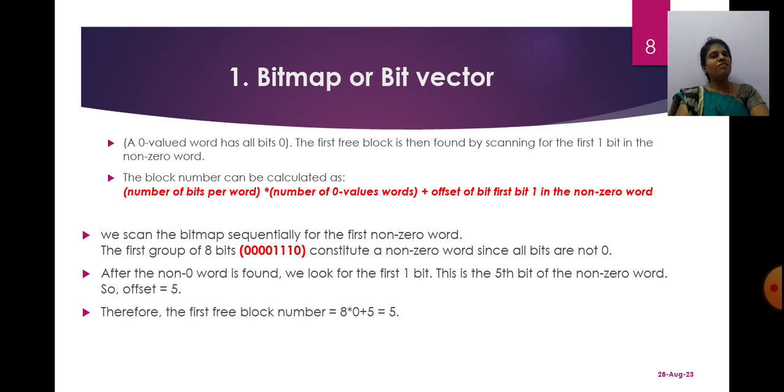Hence the offset value is equal to 5. When we substitute the values in the above formula, the first free block number is found. That is, the number of bits per word is 8, into the number of zero-valued words, which is 0, plus the offset value, that is the position of the first 1 bit in the non-zero word. Therefore, the offset value is 5. So 8 into 0 is 0, 0 plus 5 is equal to 5. So the first free space is the fifth disk block.